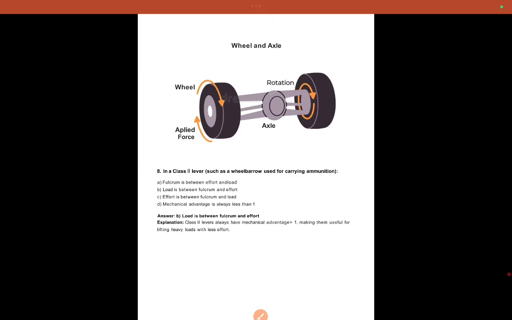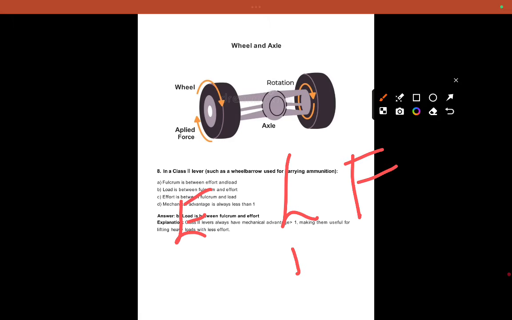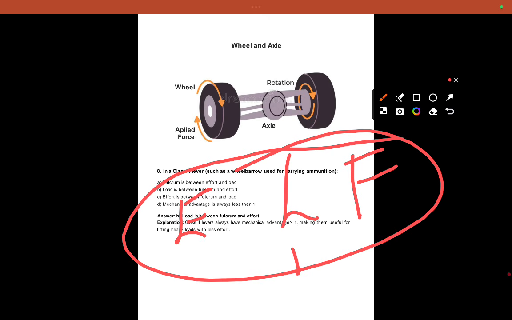See, these are all instruments we are using in defense. That is the reason this chapter is the most repeated one. These machines are useful in industry and the defense sector. So here, the wheelbarrow is a class 2 lever. A class 2 lever is nothing but the load is between effort and fulcrum. So this is question number 8.